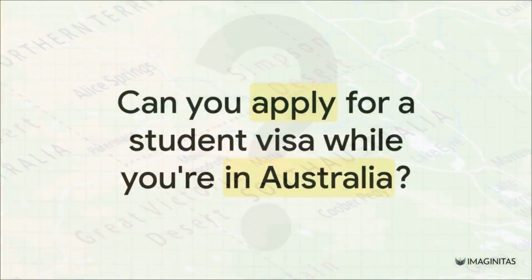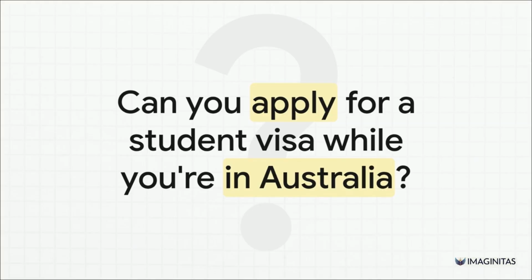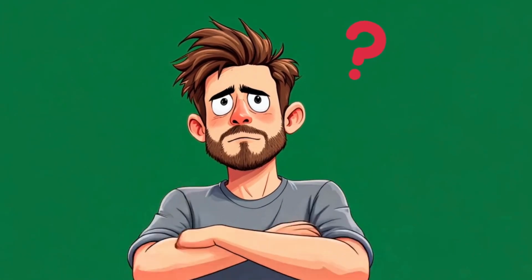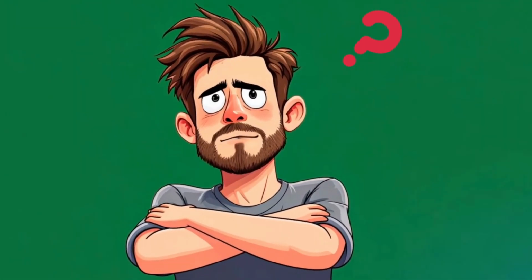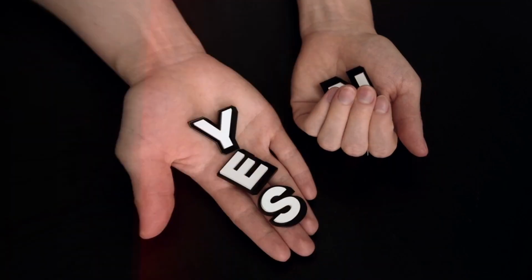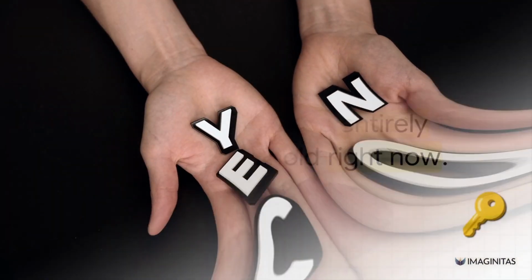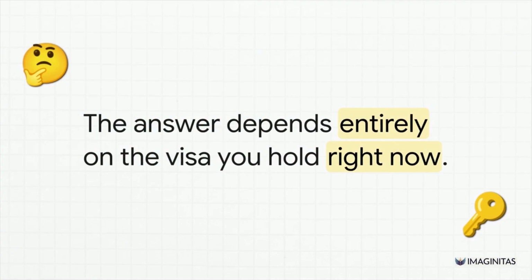So, this is the big one, right? You're in Australia, maybe your plans have changed, or you want to keep studying, and you're thinking, can I just apply from here, or do I have to leave the country first? It's the number one question. And here's the thing, the answer isn't a simple yes or no. It all, and I mean all, comes down to the specific visa you're on at this very moment. That one piece of information is the key to everything.